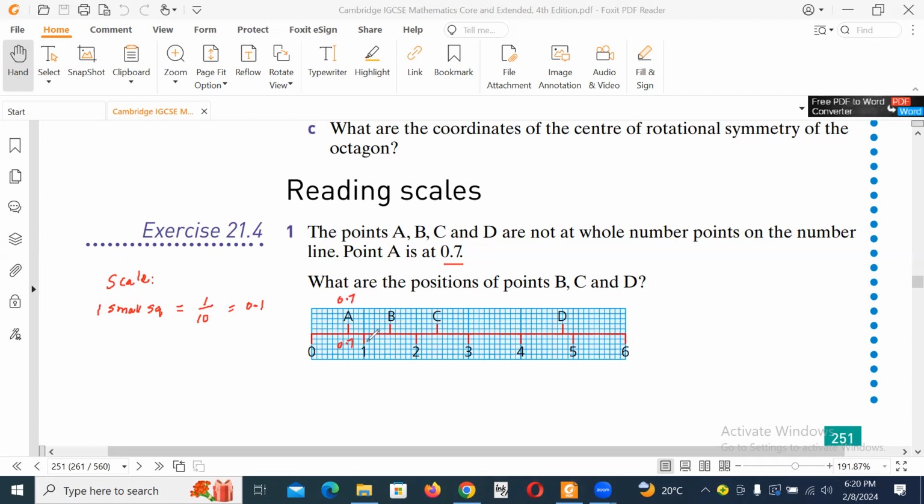If we check B, it is after 1. After 1, how many small boxes or squares do we have? 1, 2, 3, 4, 5. So this is 1.5. In the same way we find C, which is after 2: 1, 2, 3, 4. So that means 2.4. Lastly we have to check D, which is after 4 and before 5, 2 boxes, so 4.8. I hope you understand. We found them all.